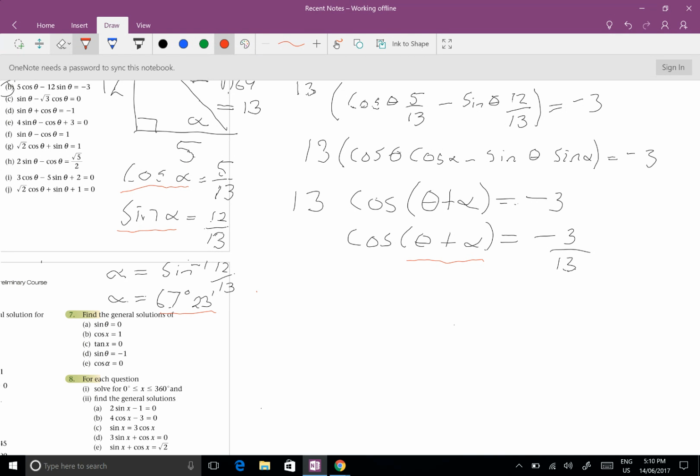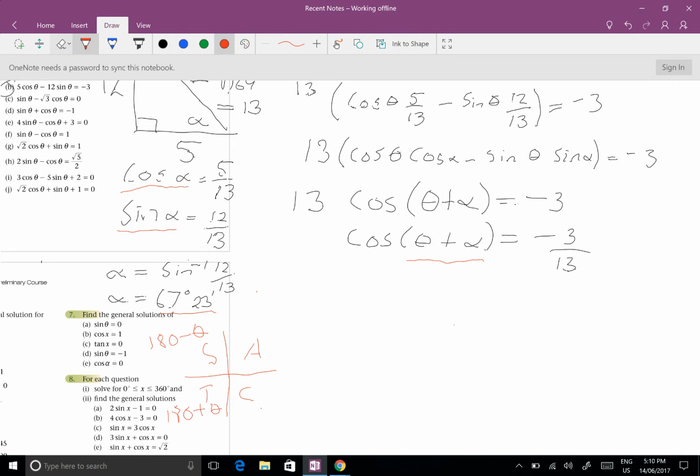So let's go inverse cos -3 on 13. But before we do that, remember, all stations to central. When we do this, we're only trying to find the acute angle. The negative just tells us what quadrant or where it is. So we need to find the acute angle and go 180 minus, because that's where cos is negative, or down here, 180 plus.